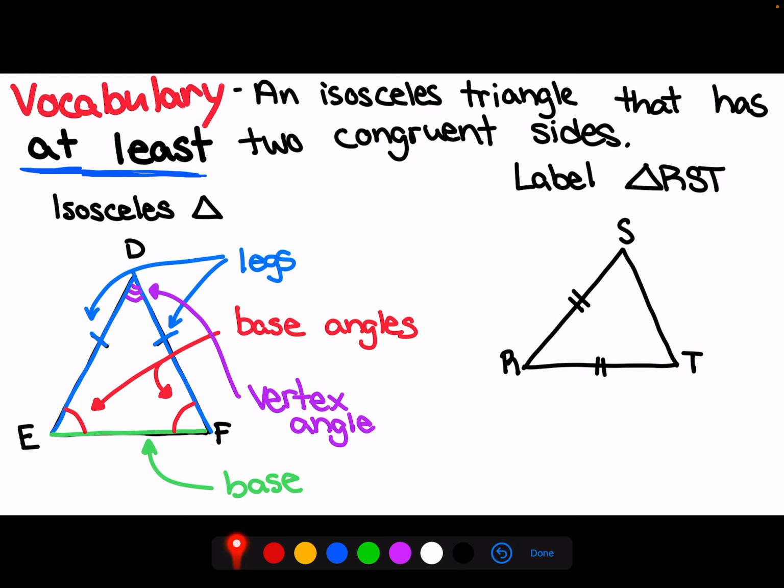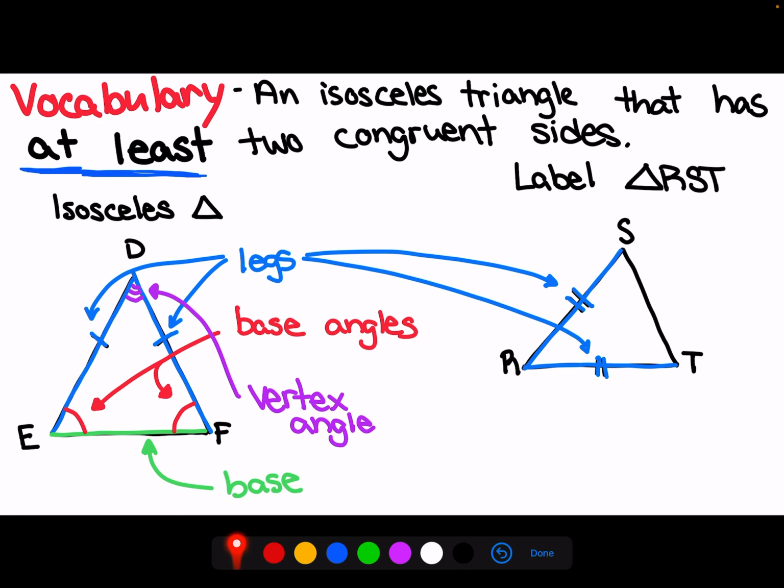So go ahead and take a second and try to label each piece within triangle RST. You can just draw arrows if you'd like, or you can list them all out once again. First off, the legs of triangle RST. Well, those are the congruent pieces. So we have segment RS and segment RT.